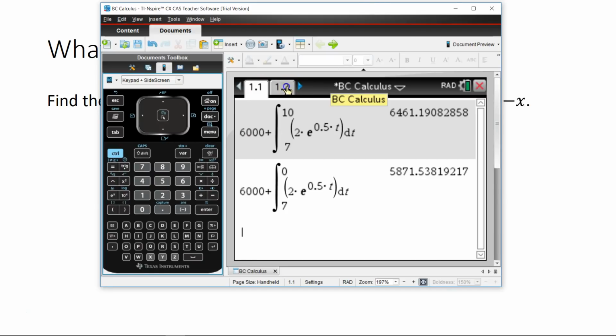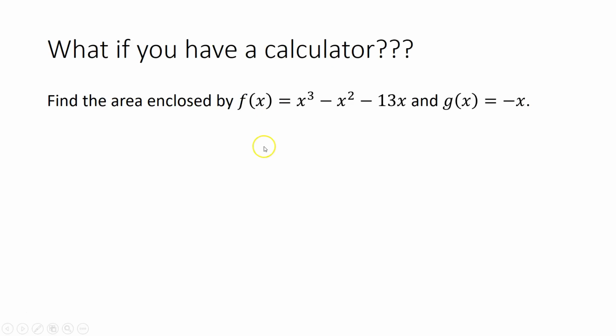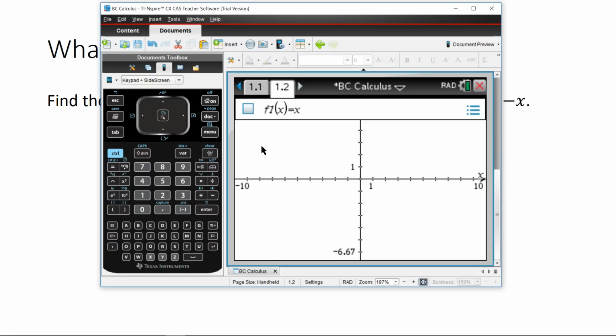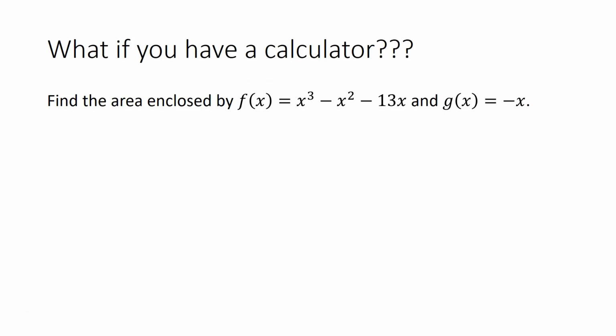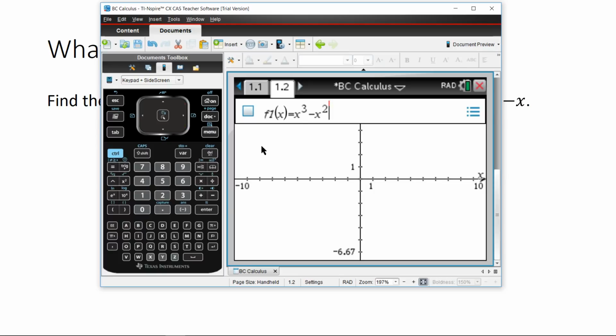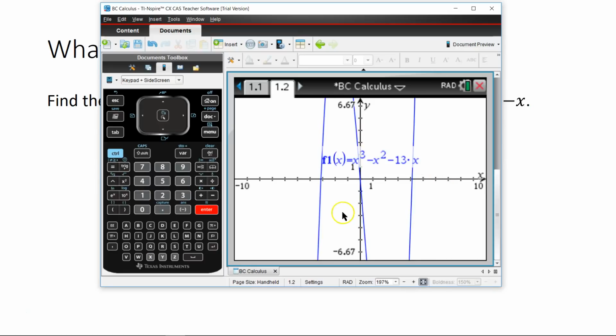Here we are. So if I had to graph here, I'm going to graph x cubed minus x squared minus 13x. So x cubed minus x squared minus 13x. Alright, so we got this kind of cubic looking thing.